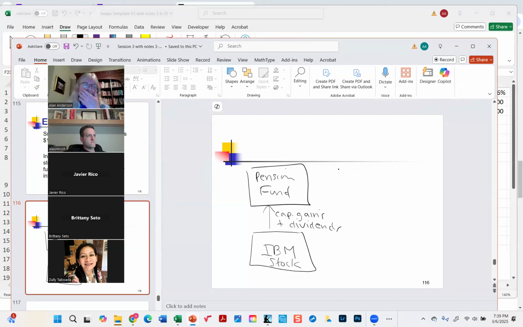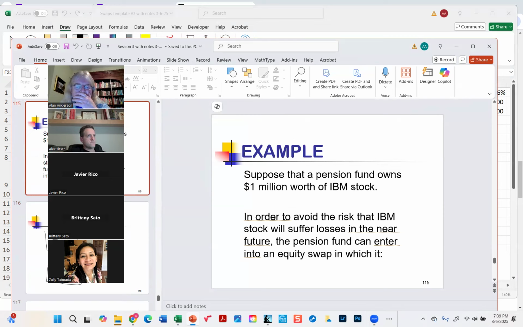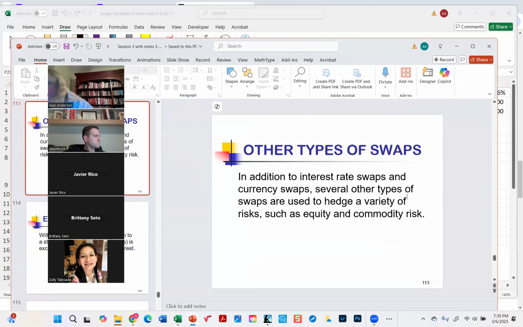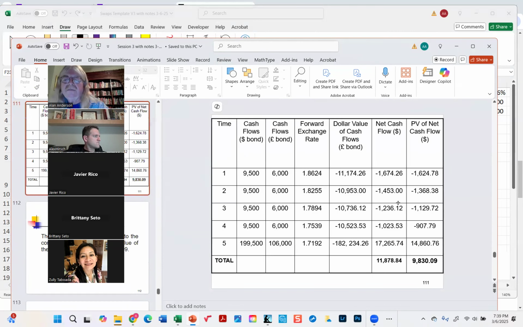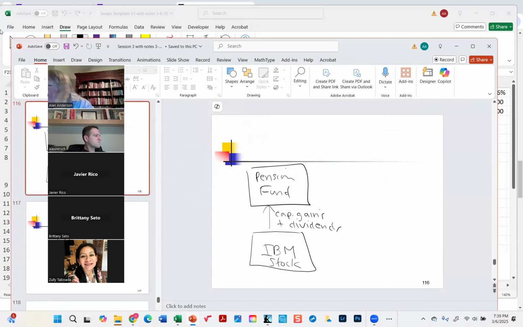Now the pension fund is like, we are pretty sure that IBM is running into a rough patch right now, but we don't want to sell the stock and then have to replace it later on. Let's just ride it out. Why don't we do this? Why don't we contact a swap dealer and say, listen, we'll trade to you these returns.